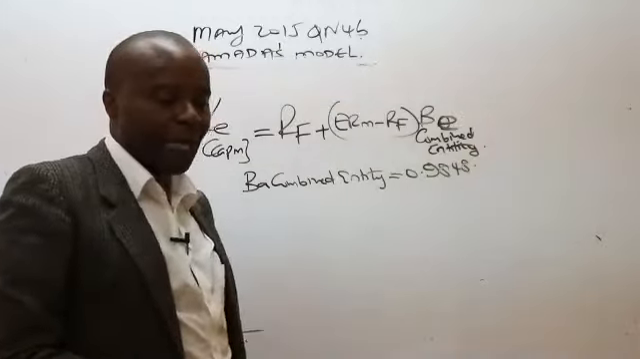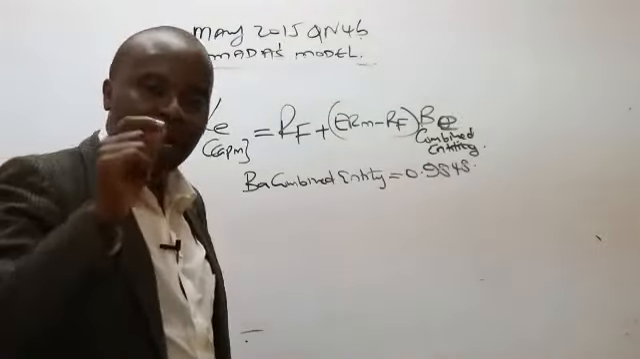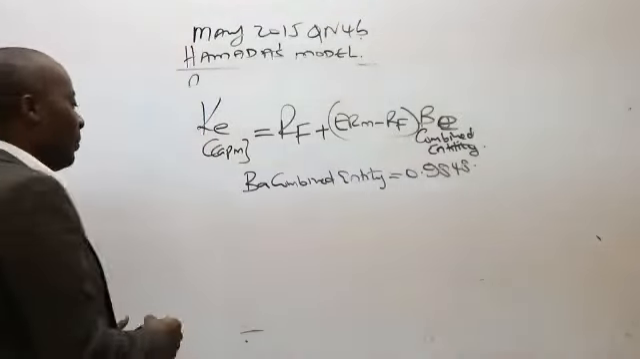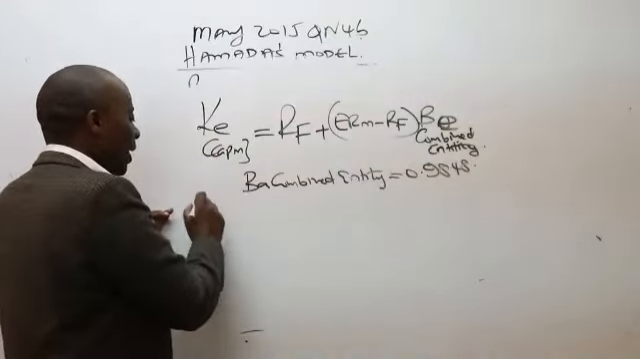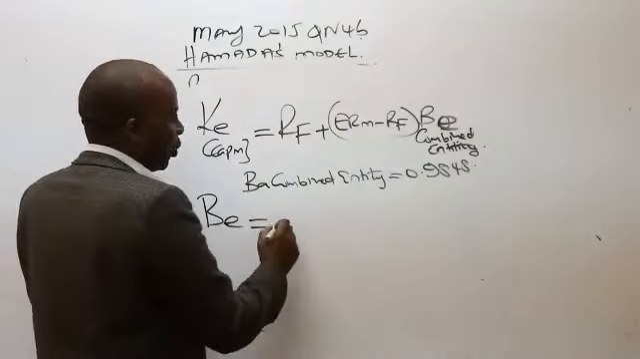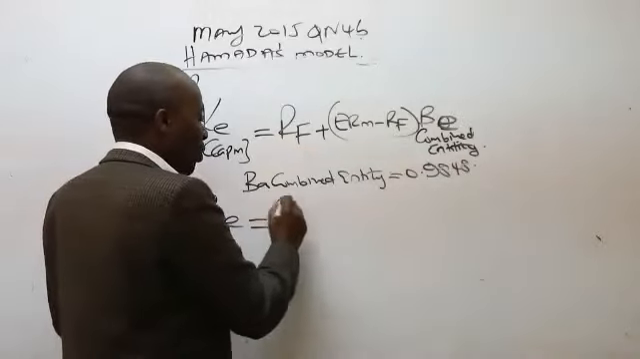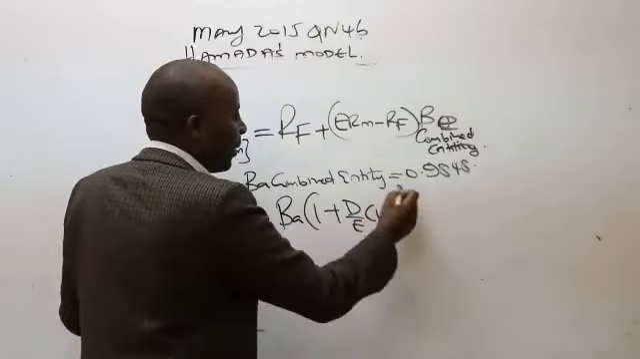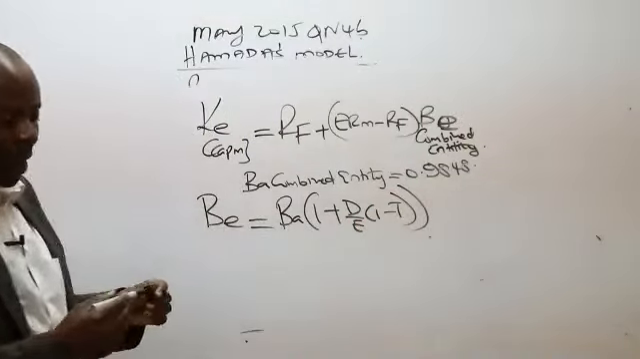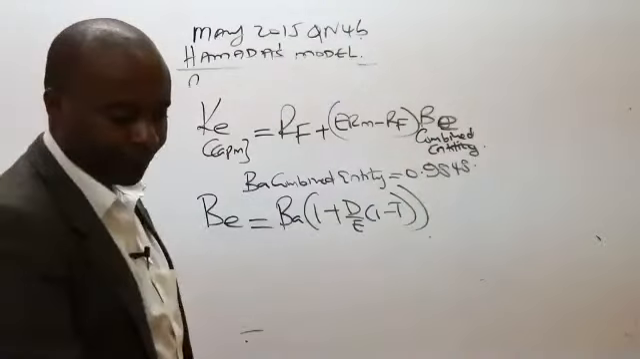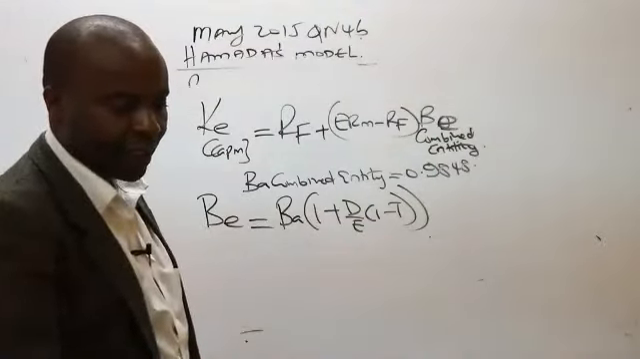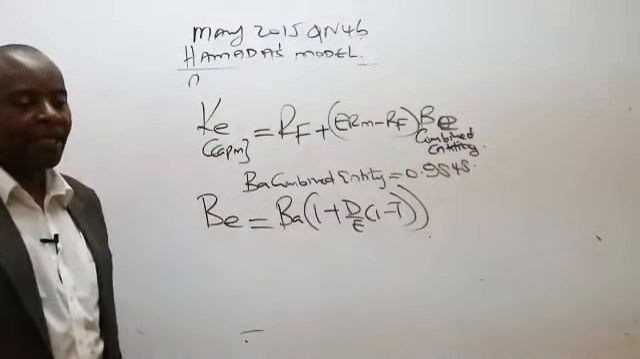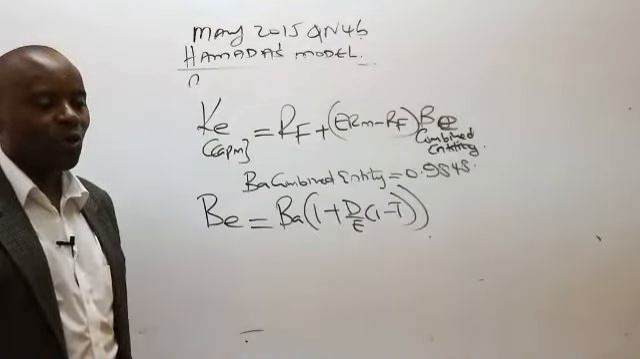So they're telling me, Mwalimu, use the Hamada's model, yes. So now here I'm going to apply the Hamada's model. Thank you very much. And if it is the Hamada's model, I know that beta equity should be equal to beta assets into 1 plus debt over equity into 1 minus T, like that. Beta equity equals beta assets into 1 plus debt over equity into 1 minus T.